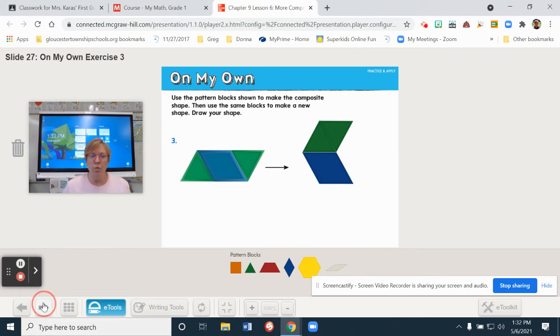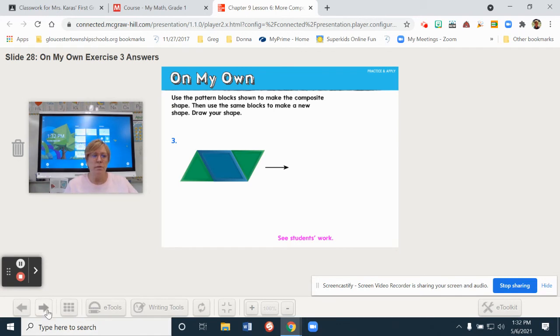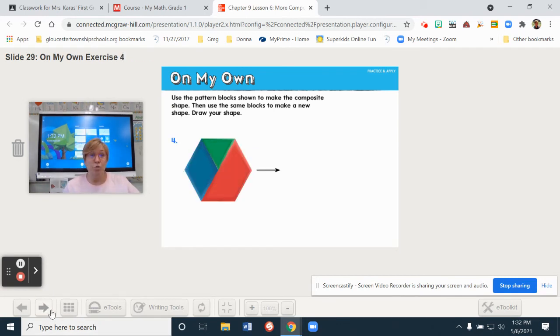Okay, here we go for our on my own. Oh, now we have these 3. This could be a lot of fun. All right. Pause it and make a new shape.